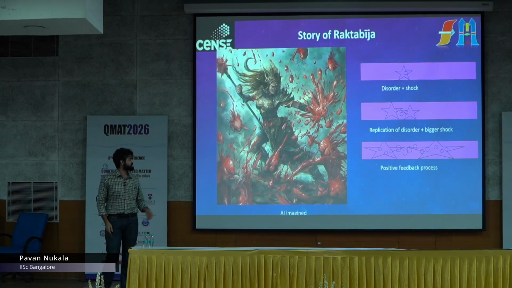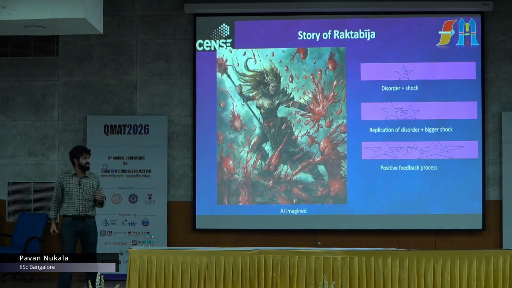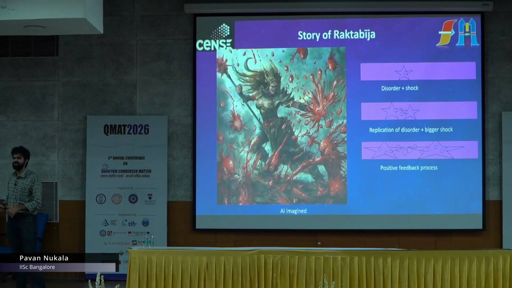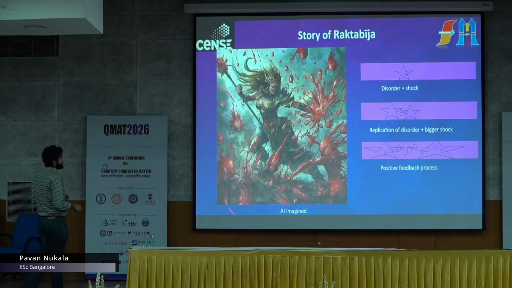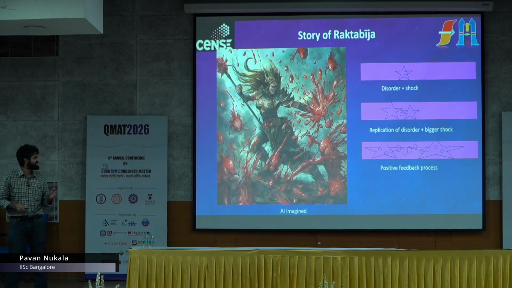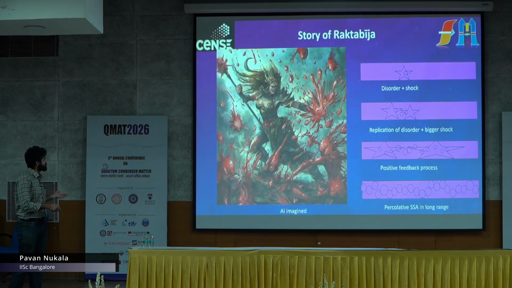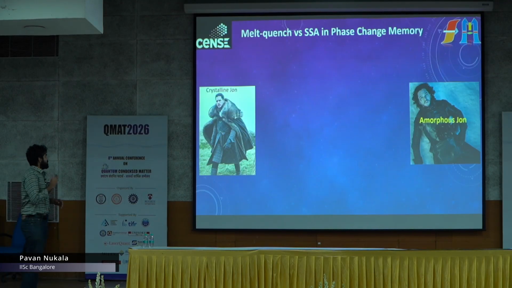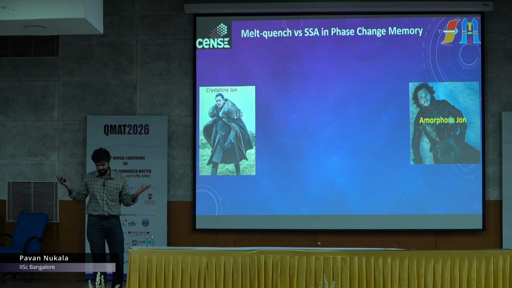It's a positive feedback process, and that reminds me of this nice story of Raktabija, where the goddess tries to kill the demon with her trident. That's a shock, and that gives a lot of blood droplets. Those are like my amorphous phase. And the idea is, from one blood droplet come more of these demons. So ideally, this is a positive feedback process. Eventually, since she is a goddess, she figures out a way to contain it. My material cannot contain it. It would rather percolate, and then I will have a long range solid state amorphization, which is just a percolation transition.